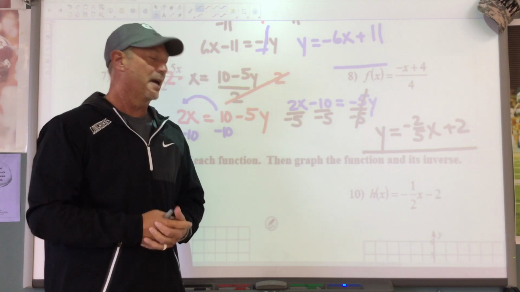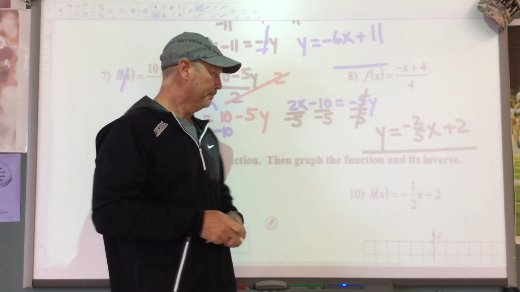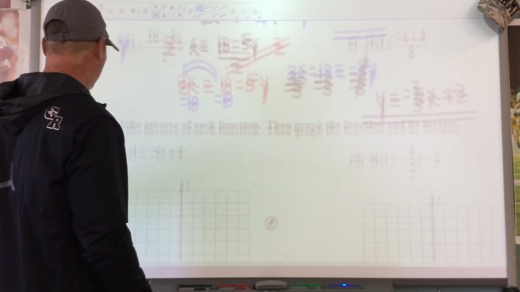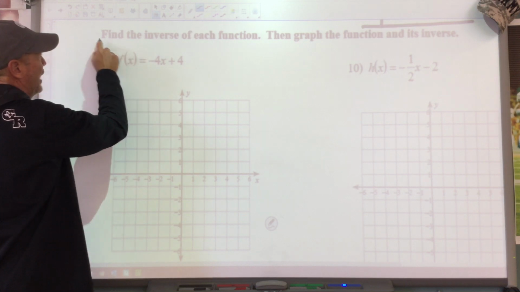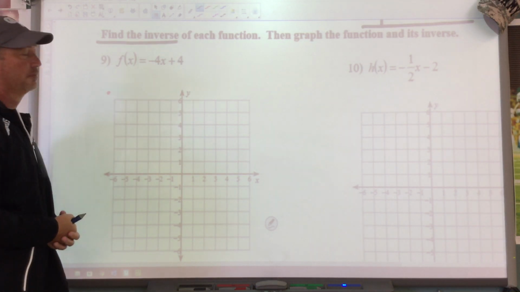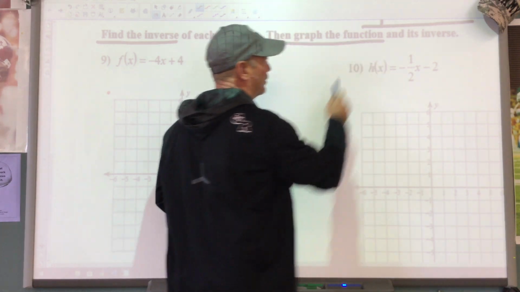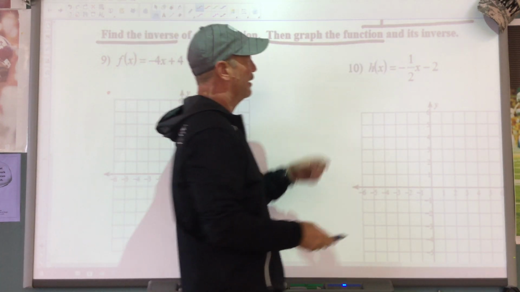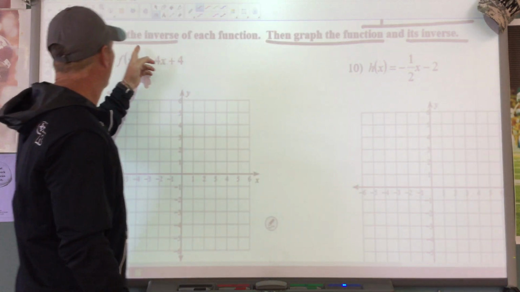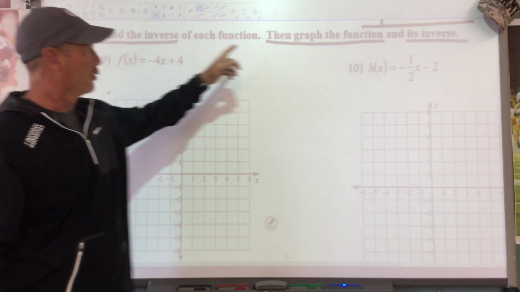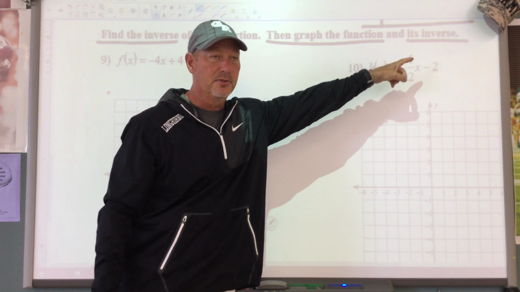Hopefully I'm not going too fast. Okay? One more example. Let's read the directions. They're going to ask us to find the inverse, then graph the function and its inverse. There's 3 parts. Find the inverse, graph the original function, and then graph the inverse.